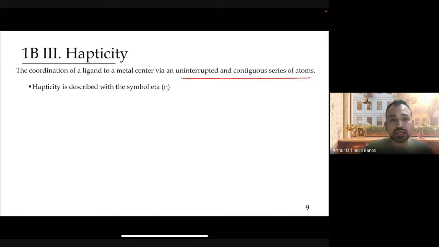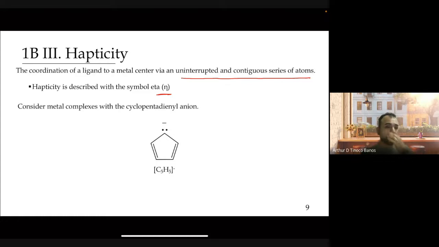And so we use a symbol, and this symbol is eta, to represent this idea of hapticity in terms of how many atoms are participating in this interaction. All right, so let's give an example of this. So let's consider this particular molecule.